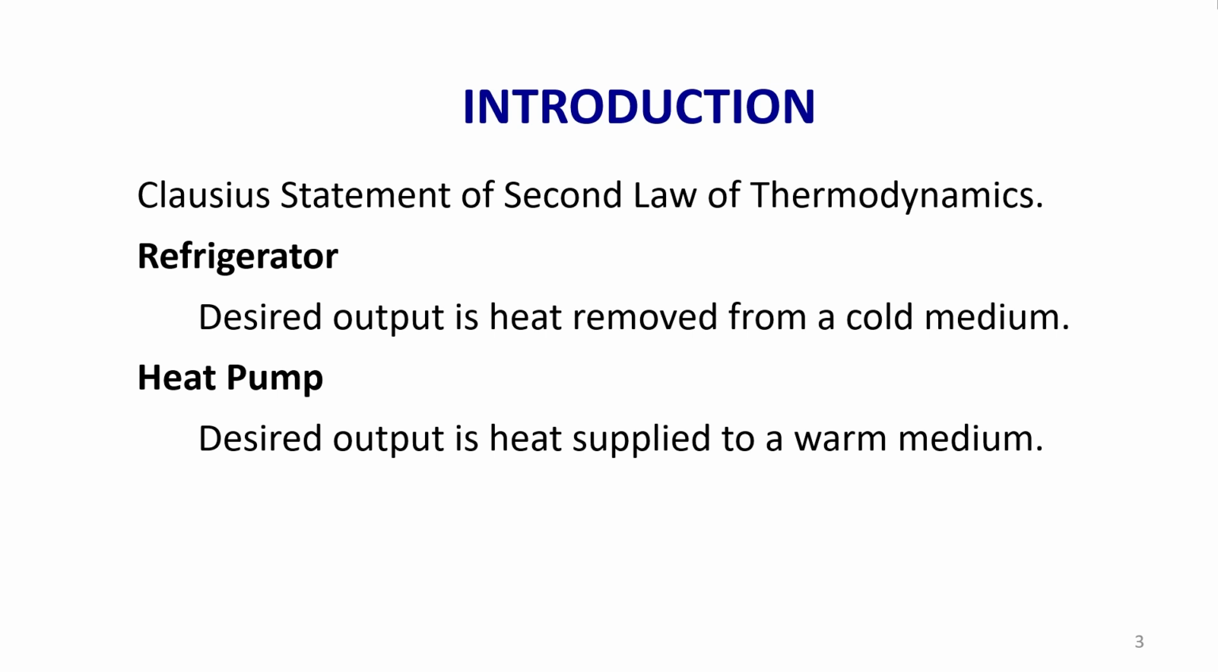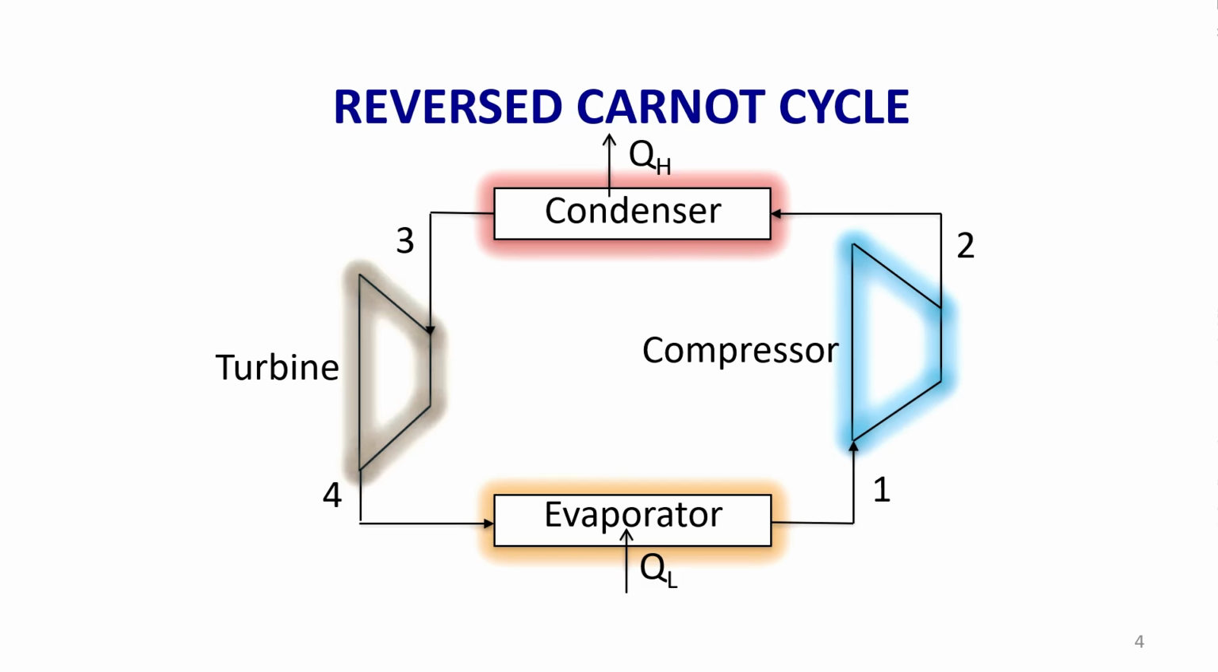So in the Clausius statement of the second law of thermodynamics, the desired output is the heat removed from the cold medium, so from the space where we want cooling. And in a heat pump, the desired output is the heat supplied to the warm medium. So this is the schematic of a reversed Carnot cycle.